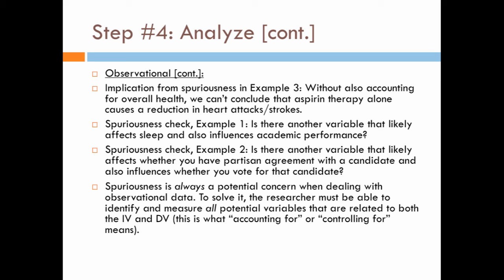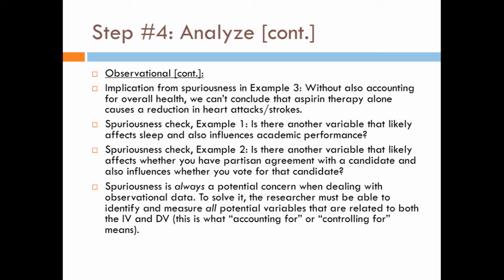But spuriousness is always a potential concern when dealing with observational data. To solve it, the researcher must be able to identify and measure all potential variables that are related to both the independent and dependent variables. That's what it means to account for or control for other possible explanations.